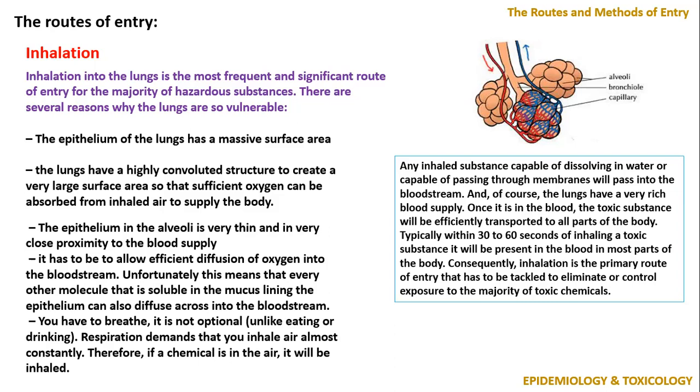Once it is in the blood, the toxic substance will be efficiently transported to all parts of the body, typically within 30 to 60 seconds of inhaling the toxic substance. It will be present in the blood in most parts of the body. Consequently, inhalation is the primary route of entry that has to be tackled to eliminate or control the exposure to the majority of toxic chemicals.